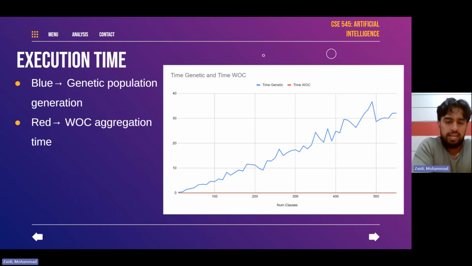So this graph is showing us the execution time, how long it takes to generate that population of genetic solutions with different numbers of clauses. We set our variables at a constant 50 and increase the number of clauses. As we can see clearly, it takes more time when we have more clauses to get those genetic solutions, and this is in seconds. However, the aggregation step is a constant near zero time, 0.002 seconds on average, in order to aggregate those solutions with wisdom of crowds. So while it does take longer and longer to generate those genetic solutions, aggregation is a constant time function.